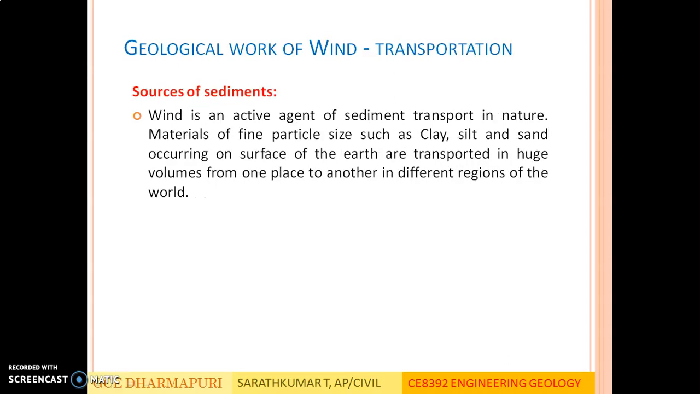Sources of sediments. Wind is an active agent of sediment transport in nature. Materials of fine particle size such as clay, silt and sand occurring on the surface of earth are transported in huge volumes from one place to another in different regions of the world. Since the wind can carry only finer particles, most of the landforms associated with the deposition of wind are made up of clay, silt and sand, which occur on the surface of the earth.